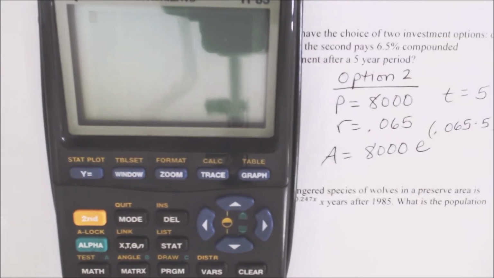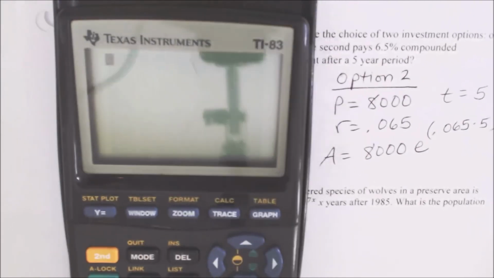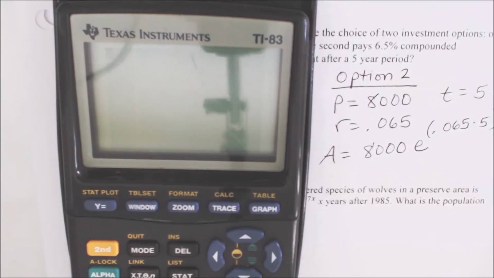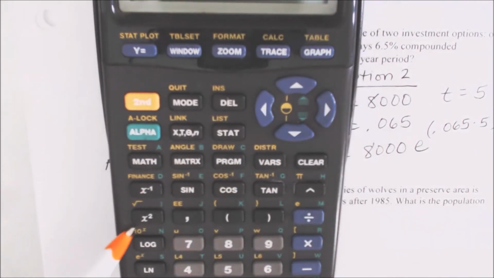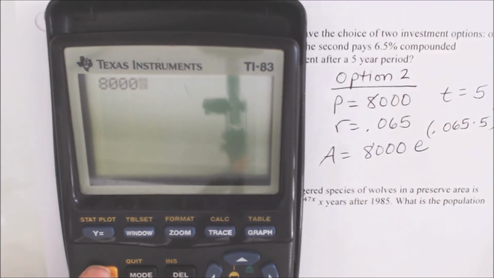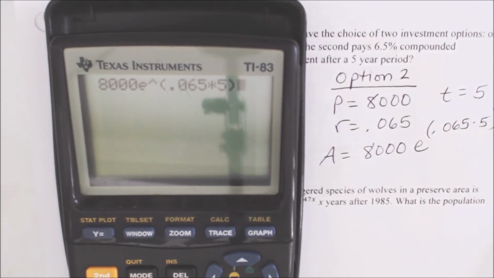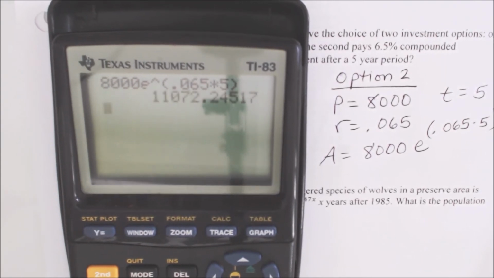Don't bring your cell phone, bring your calculator, because you're going to need to practice using the calculator you're going to use on the test. So we've got 8,000, and then I'm using that E key. So if I'm on the graphing calculator, the E key is right down here above the natural log key. So I'm going to do second E, and mine automatically puts the caret key up there to the 0.065 times 5. Make sure you use parentheses for those terms in your exponent. And we get an amount of $11,072.